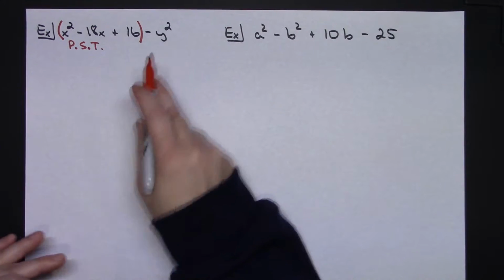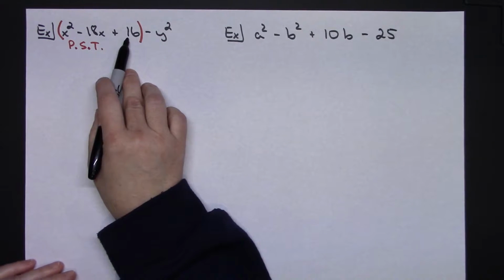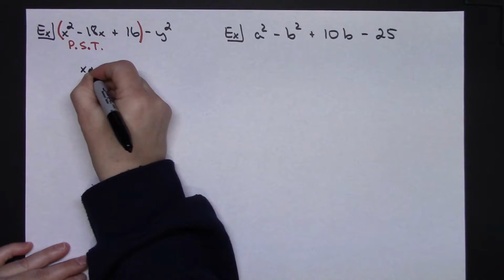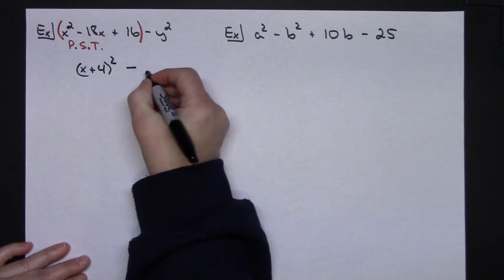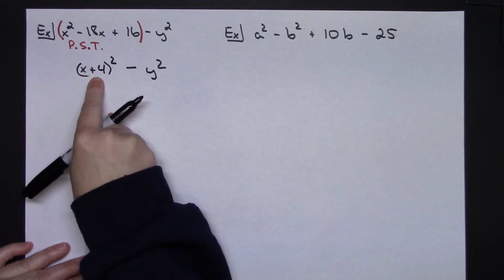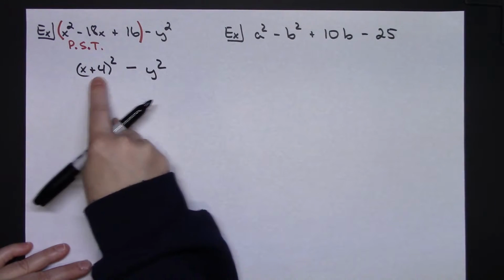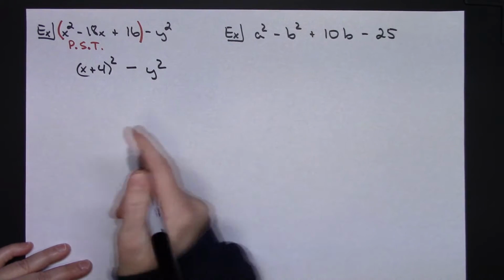Okay. Now I am going to write an extra line in here. If I factor this the way you would factor a perfect square trinomial, you would end up with an x plus 4 quantity squared, and then minus the y squared. Okay, so here's my difference of 2 squares. This is a perfect square, and this is a perfect square. So I would need to take the square root of this one and the square root of this one, write them with a plus, and then write them with a minus.